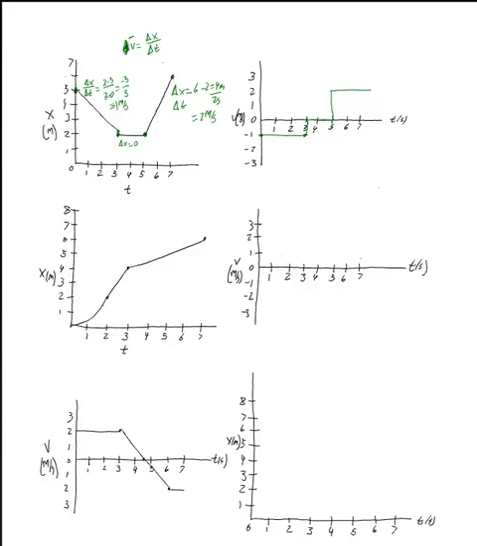So this one's fairly straightforward. We're just graphing slopes. Slope of negative 1, velocity is negative 1. Slope is 0, velocity is 0. Slope is positive 2, velocity is positive 2.